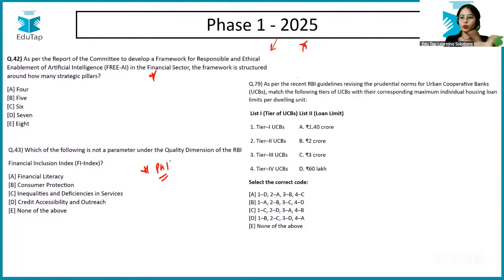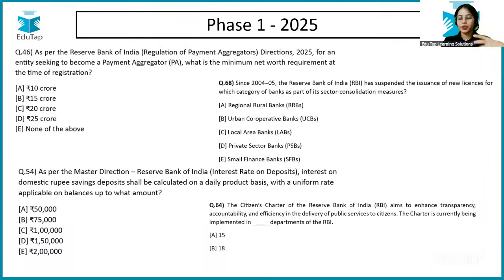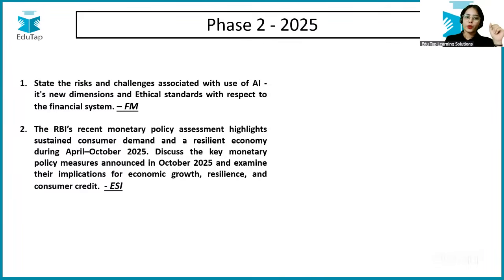So if you have gone through the articles, if you have gone through the facts, if you remember the facts, you will be directly able to answer the questions. Okay, so these kind of questions have come from the RBI notifications, RBI press releases particularly. Now in phase 2, the questions were from the RBI News Tab, from the RBI notifications, RBI press releases. These kind of questions have come.